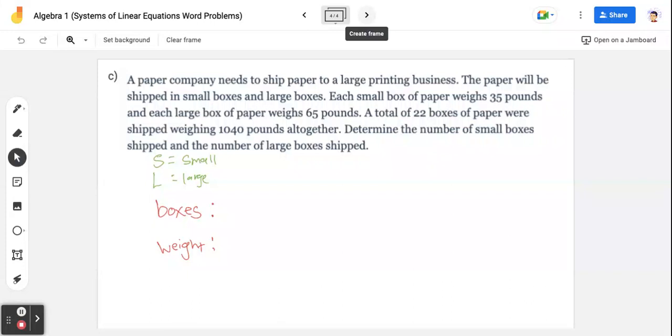Well, this one's actually very nice. So that means that we have a certain amount of small boxes plus a certain amount of large boxes equals a total amount of 22 boxes. Very nice. And our pounds, well, let's see what the pounds of each. Small boxes are 35 pounds, so 35 pounds times the number of smalls. I know my 5s and S's look alike. Plus 65 pounds times the number of larges is going to be equal to a total of 1,040 pounds. You could use elimination to solve, but there they are, creating systems based on word problems.